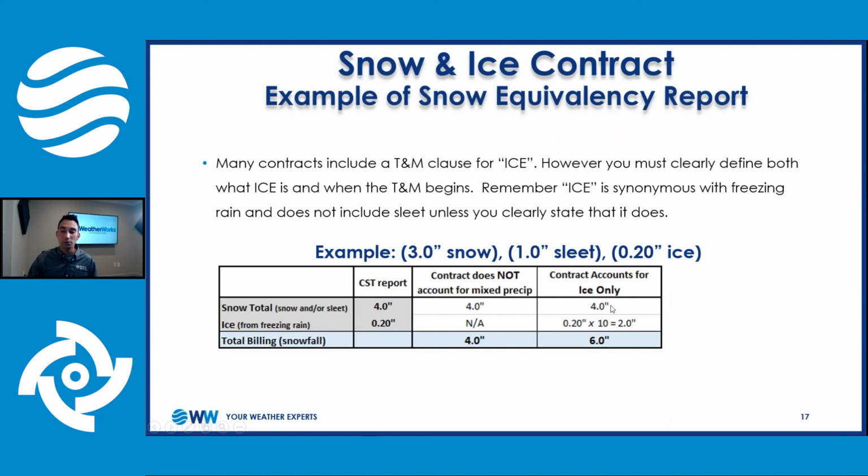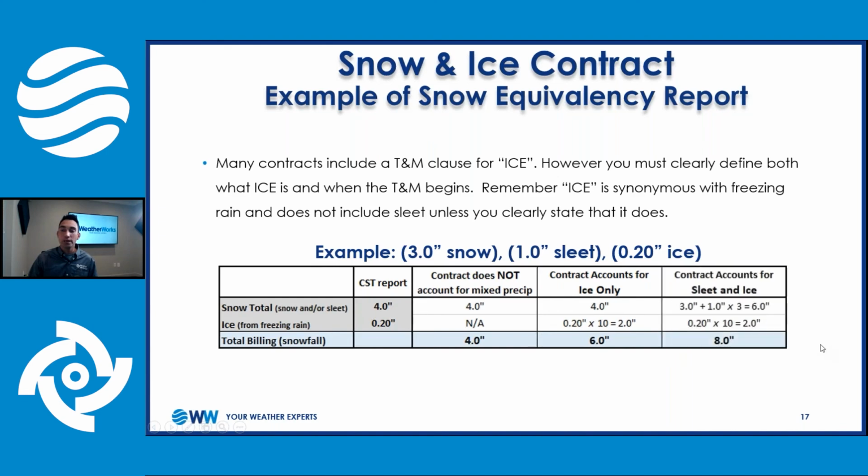Snow and sleet would still be measured at 4 inches, but the ice equivalency would be 0.2 times 10 at the 10-to-1 ratio, would be roughly the equivalent of 2 extra inches of snow, and you might have 6 inches of billable snow at that point, or 6 inches of billable wintry mix, so to speak.